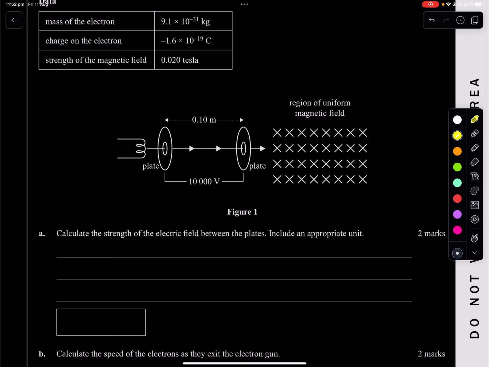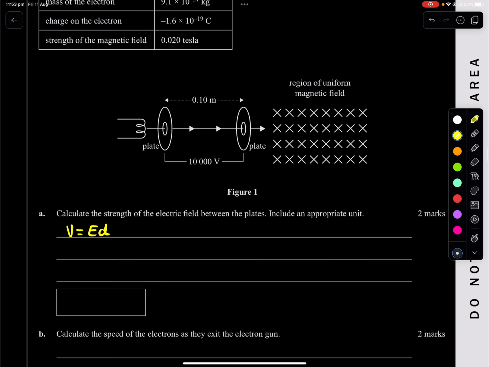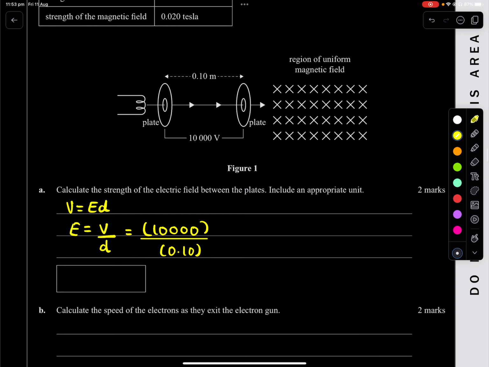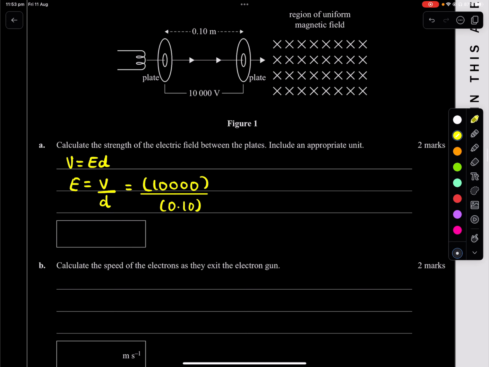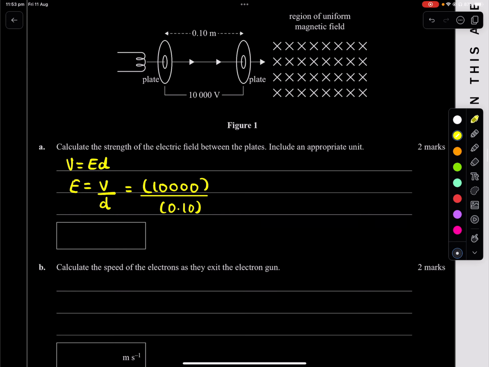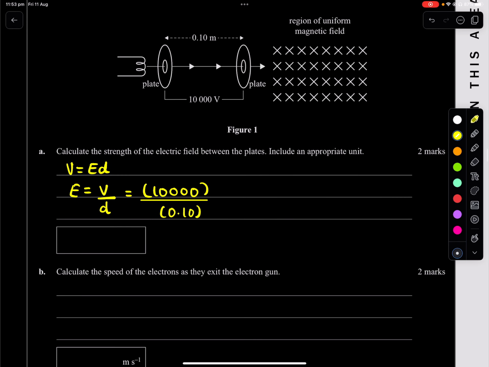Okay, this is the formula that I have. So it's V equals ED. And we want to find E, the electric field. So E equals V over D, which is your voltage, 10,000 volts, all over your distance, which is 0.10. So 10,000 volts over 0.1 gives you 100,000. And we want to include the appropriate unit.